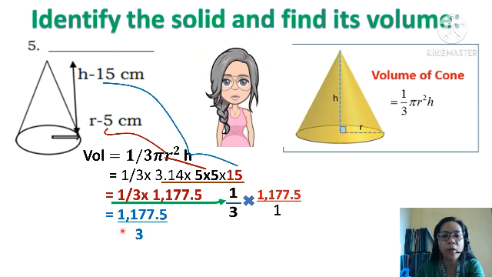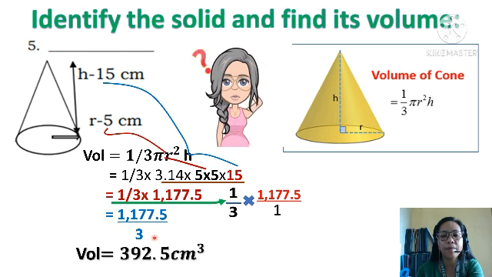So, 1,177.5 divided by 3, the answer is 392.5 cubic centimeters. So, the volume of this cone, which radius is 5 centimeters and height of 15 centimeters, is 392.5 cubic centimeters. Nagets ba? Nasundan? So, this is now your final answer.